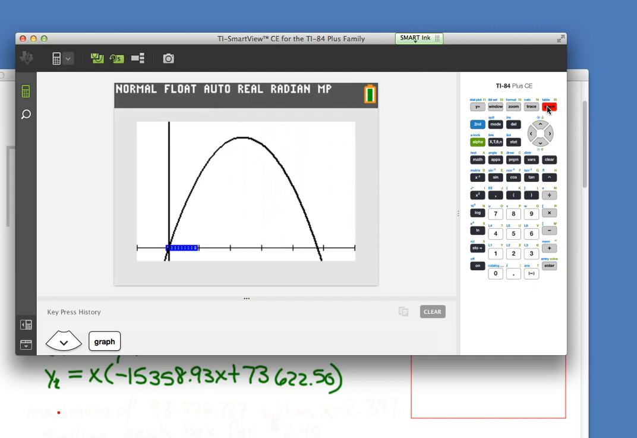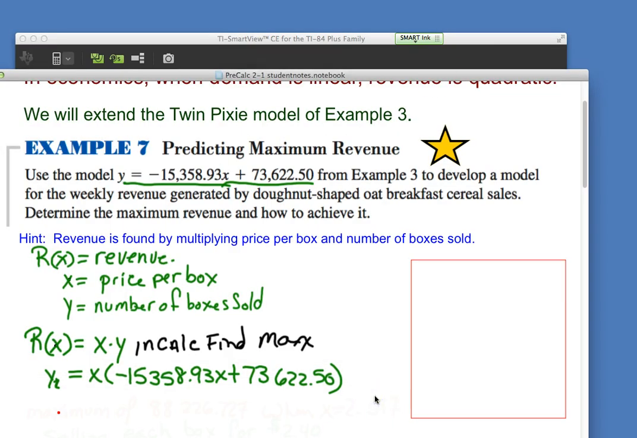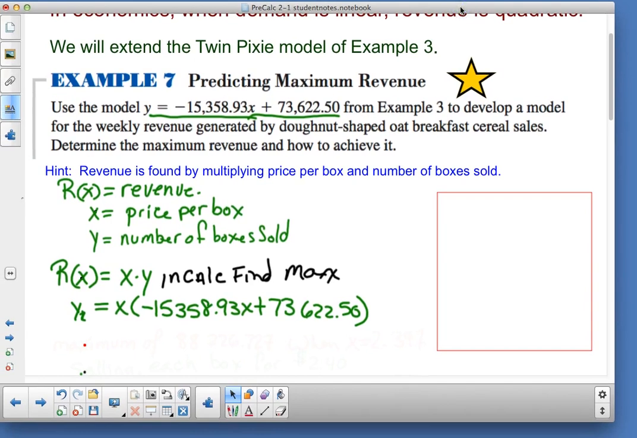And I get that. Okay. Now what I'm going to do, I'm going to maximize my profit. I'm going to see where the maximum is. And while I'm doing that, I'm going to check that out, because when I check that part, the maximum is going to be 88,226.727 when X is $2.397. And that's the information I'm going to get from my max.